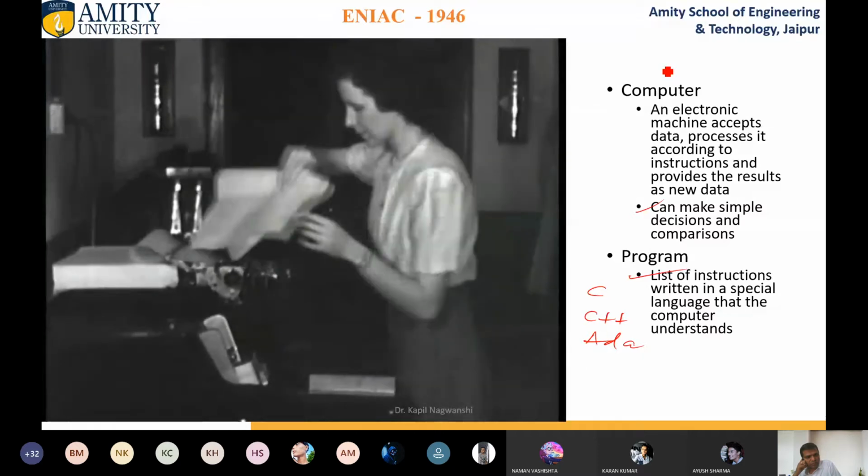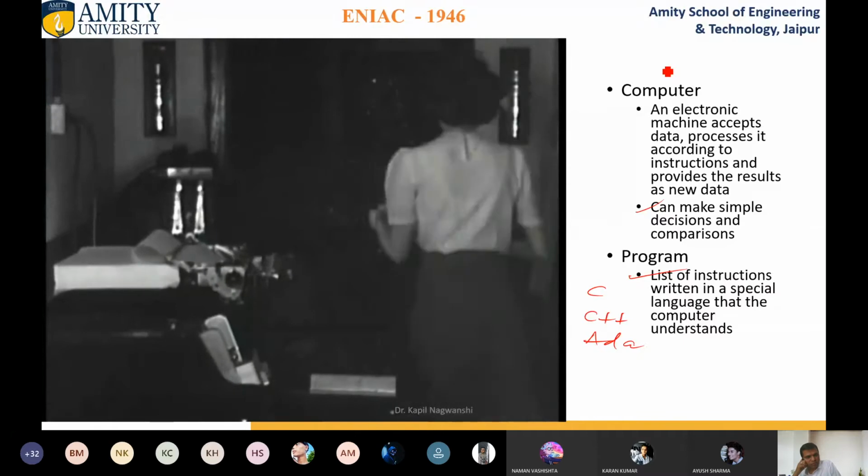Here, output from one of ENIAC's printers is being produced.